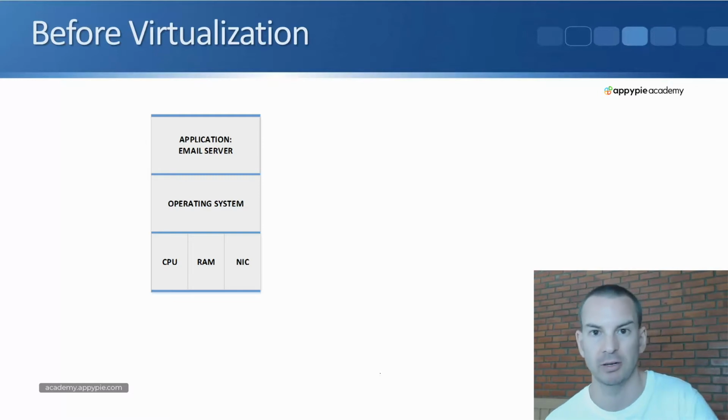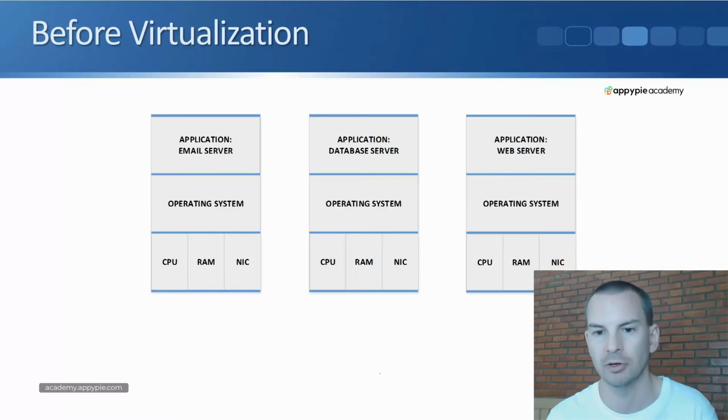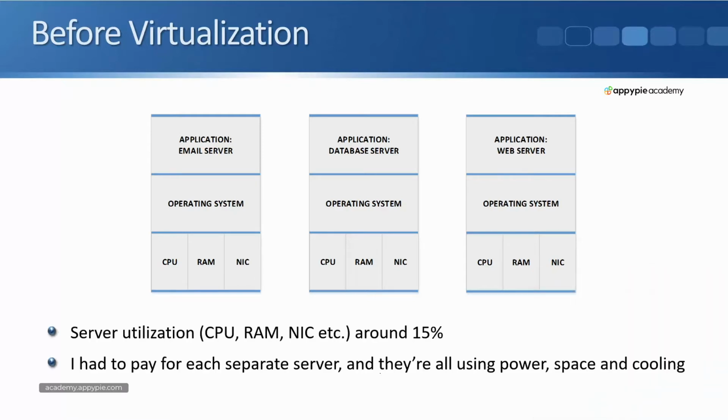The first instance was our email server. So we're going to do that for our mail server, and we're going to have the same thing for the database server and also for the web server as well. So it's 3 servers running on 3 physically separate pieces of hardware.